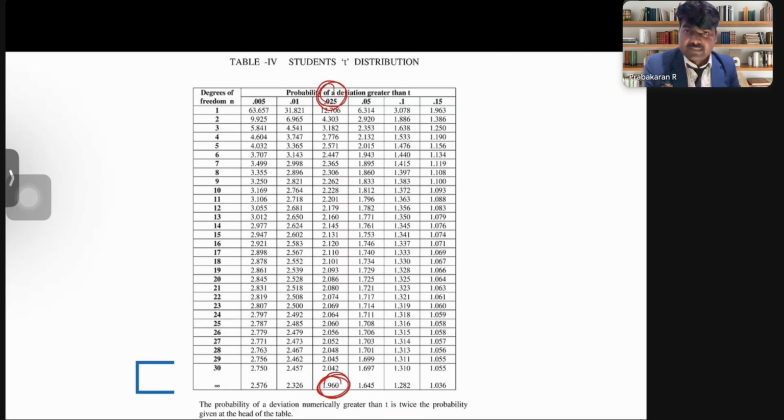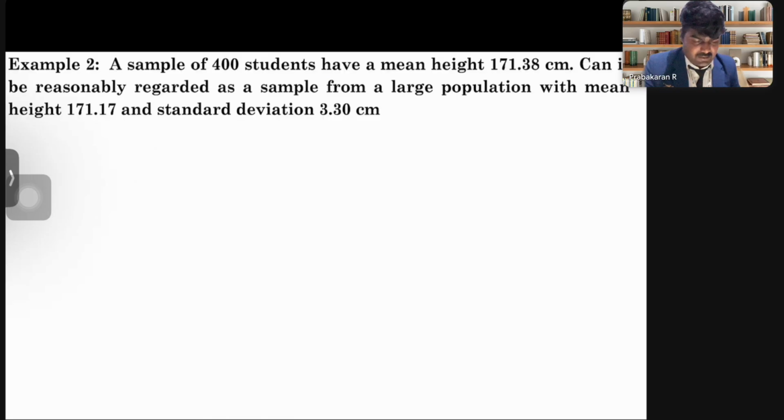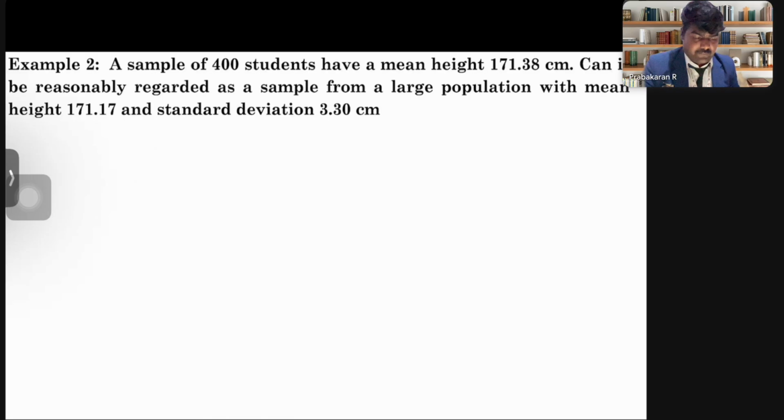Okay, now the screen is visible. It is not changing properly. Okay. Now.